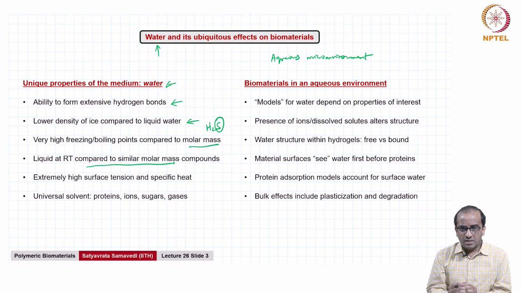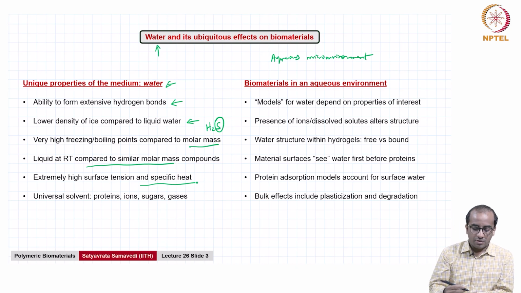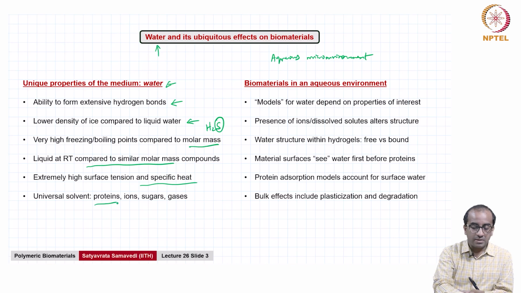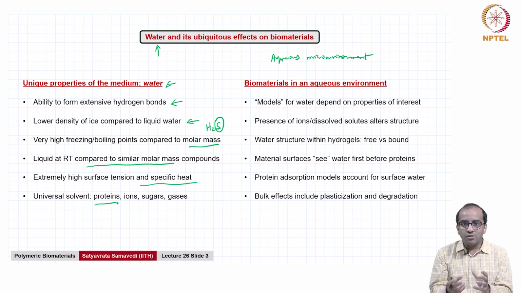And water also has other very unique properties. It has an extremely high surface tension and specific heat, and in some sense it's called the universal solvent because all the biomacromolecules that we have seen in this course exist in the aqueous medium of water. Proteins, polysaccharides, even lipid bilayers, ultimately they have to exist in an aqueous microenvironment. They will find a way to self-assemble, no doubt, but they still have to exist in an aqueous microenvironment.